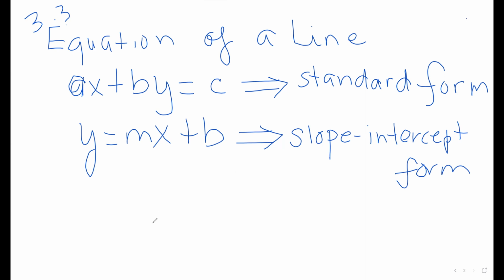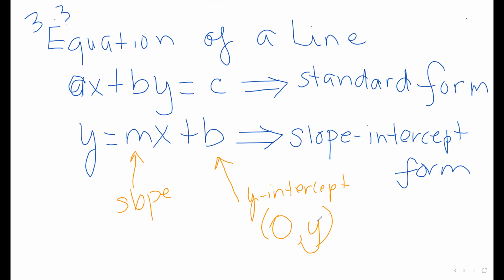One way to remember this is that with the slope-intercept form, you can just look at the equation of a line and determine the slope and the intercept. Remember, the variable m stands for the slope, and the variable b is the y-intercept. The y-intercept is the point (0, y), because the y-intercept is where x equals 0. So that's the second thing we're going to be learning in section 3.3.